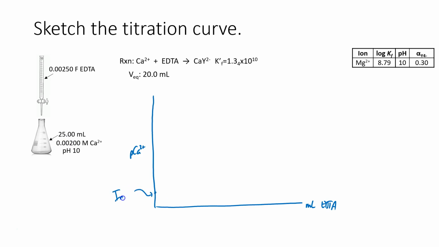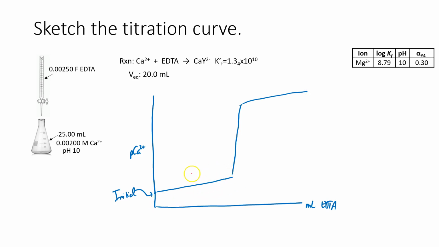This was our initial. And we didn't really do anything special to get the pCa. We just took the negative log of that number, and then we started adding EDTA, and then we added enough EDTA such that one extra drop resulted in a big change in pCa. This would be the inflection point of your titration curve. And then we had excess EDTA.